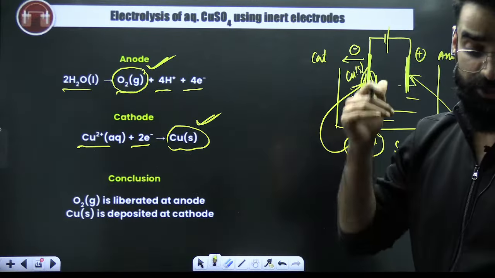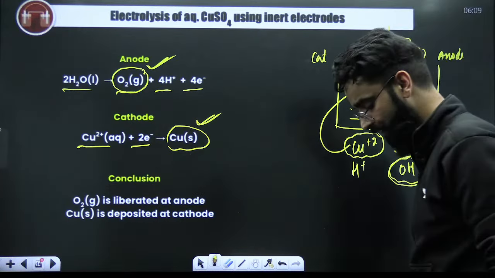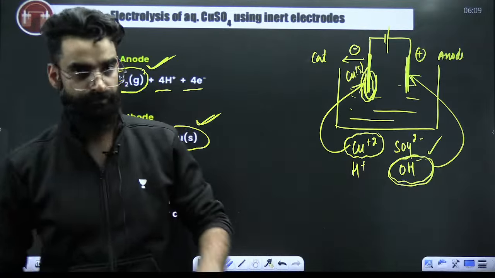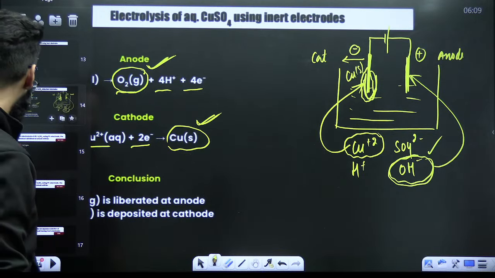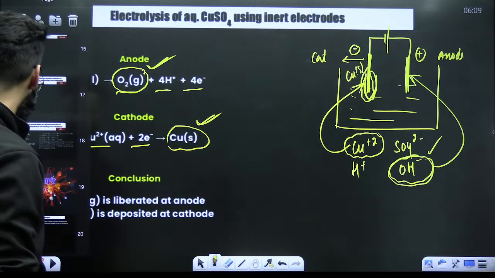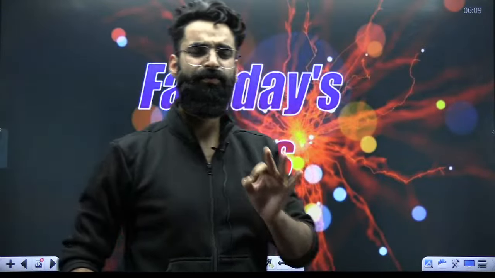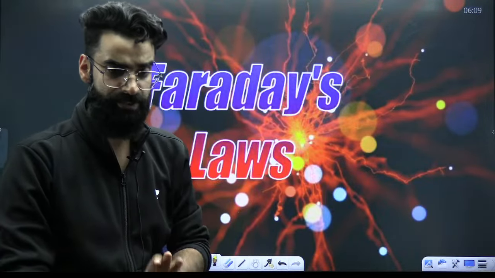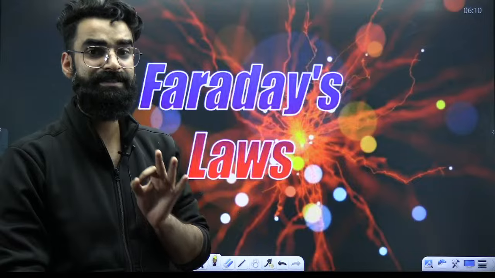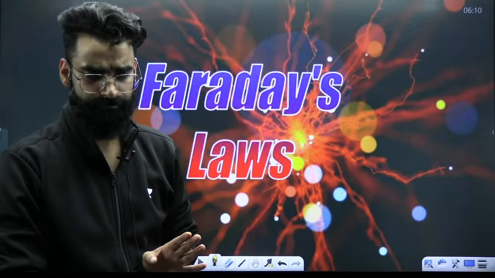The electrodes which I used during the electrolysis were inert electrodes, like platinum. The actual topic, my dear students, which we are going to discuss is Faraday's laws, from which questions frequently come in your examination, right? Faraday has given two laws in electrolysis, so we are going to discuss these two laws in detail.